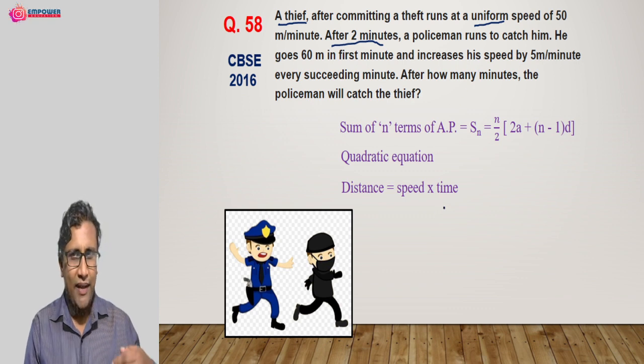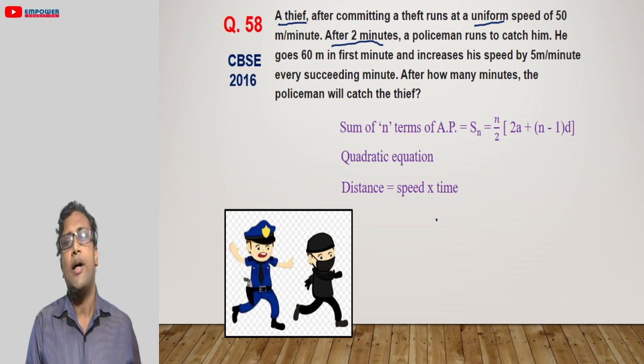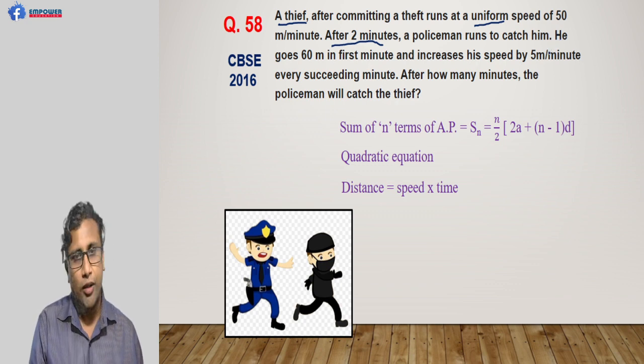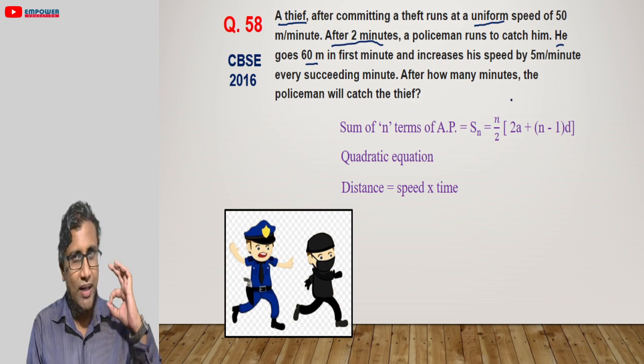So what happens? The thief has already been running for 2 minutes with the speed of 50 meter per minute. How much distance has he already covered? 50 into 2, that is 100. Good. So after he has traveled 100 meter, the policeman now starts to run and wants to catch him, obviously. It is simple logic that the police has to run faster than the thief to catch him. So let's say he goes 60 meter in the first minute and increases his speed by 5 meter per minute. So in the first minute he is covering 60 meter.